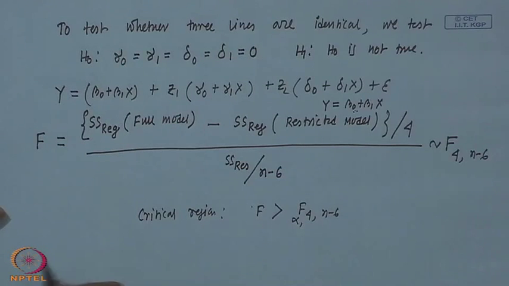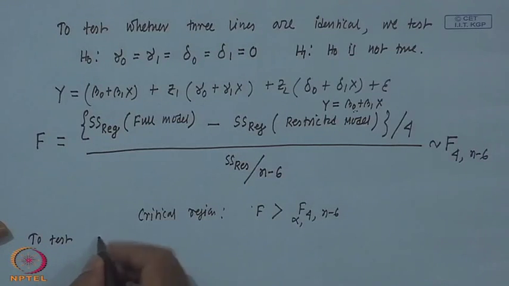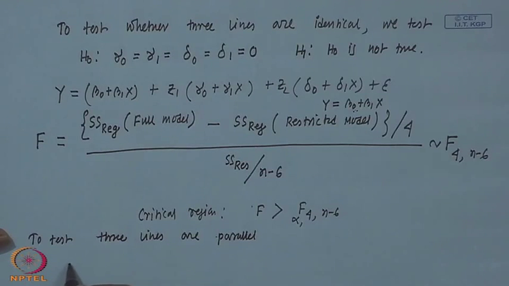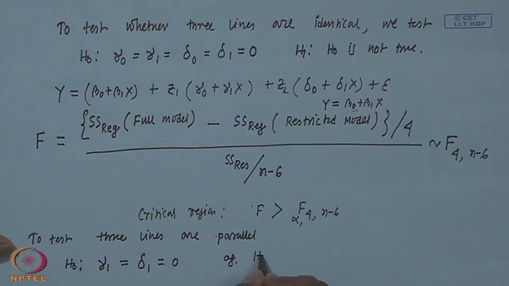Okay. Similarly, you can test whether the three lines are parallel. That means, whether you can fit three parallel lines for three sets of data. To test this hypothesis, what you have to test? You test the null hypothesis H naught that gamma 1 is equal to delta 1 is equal to 0 against the alternative hypothesis that H naught is not true.